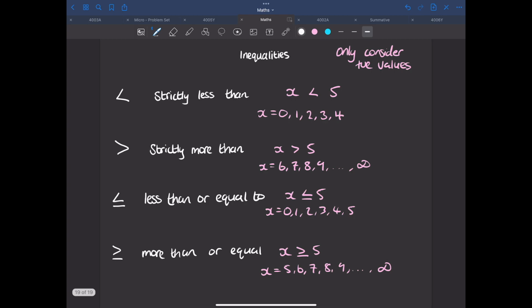So not too complicated in terms of what we were learning here, but those are the four main inequalities that you'll typically see at GCSE.